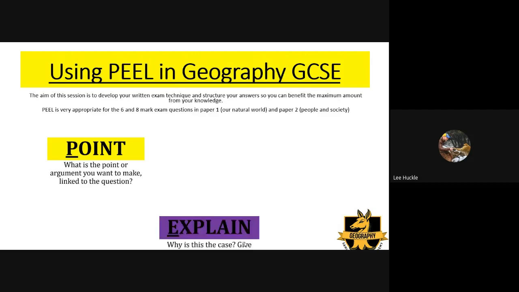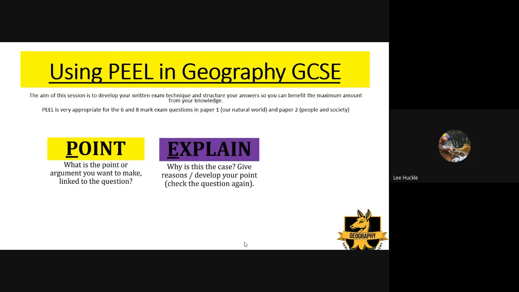What you then do with that point is fully explain it. I always say there are 2 or 3 stages to an explanation. Make your point. Then ask, well, why is that happening? How is that happening? Or so what that is happening or taking place? Whatever the question's asking you to do. So you're giving clear reasons, developing the point that you clearly stated.